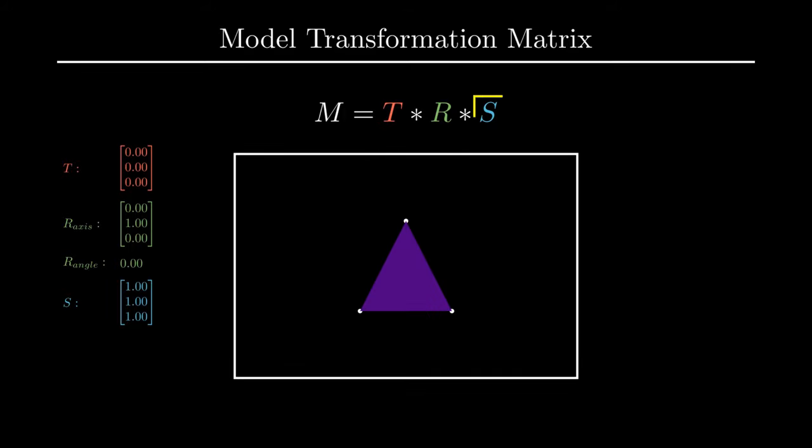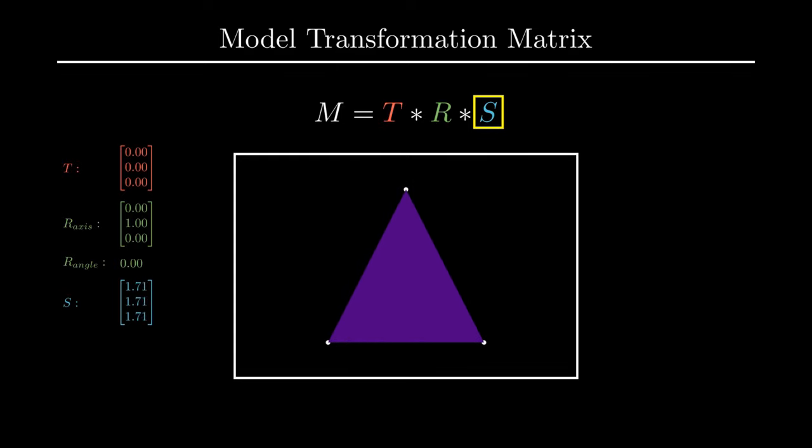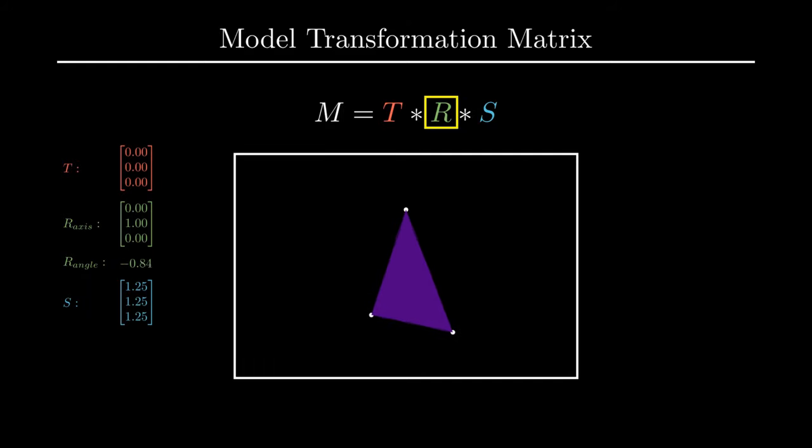The first operation is scale, which moves each input vertex proportionally closer or further from the origin, effectively resizing the input shape. The second operation is rotation, which in three dimensions can be defined as a rotation of some angle about some axis of rotation. Imagine sticking a rod through the object in the direction of the axis and twisting that rod by some angle to get the desired rotation.